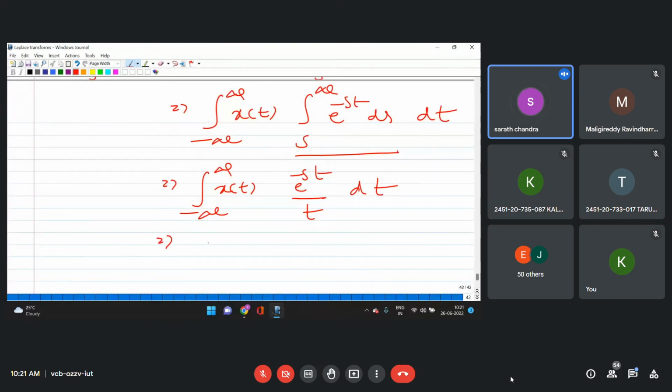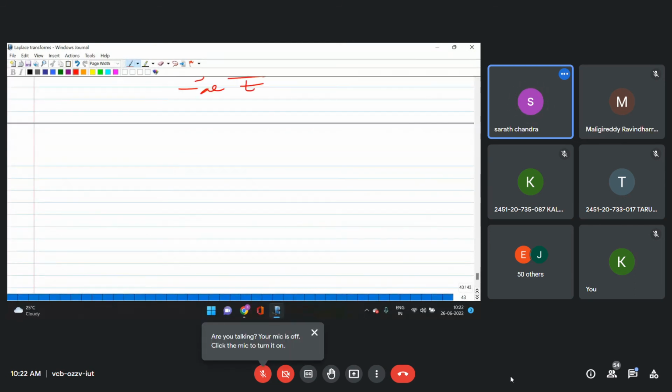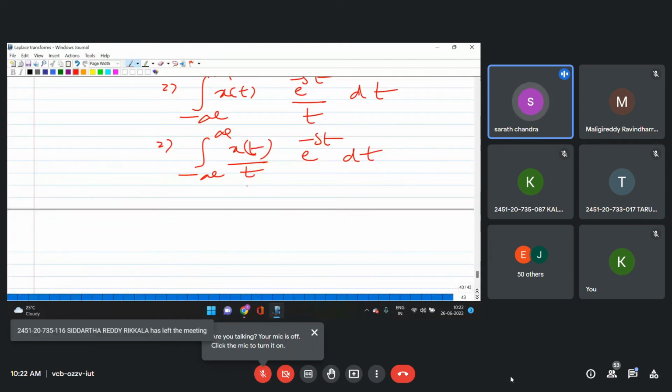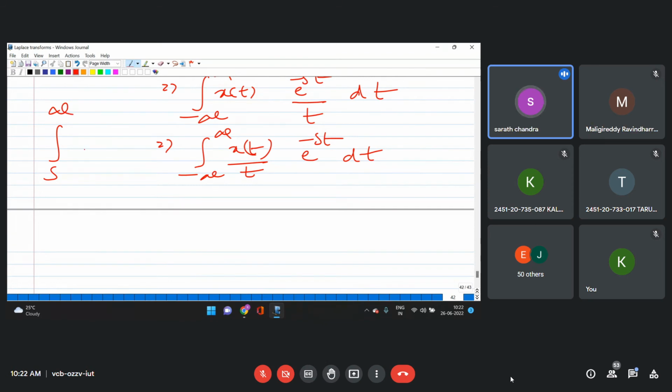If I take t here, from minus infinity to plus infinity, I'm taking t x of t by t, rewriting this as e power minus st dt. Even after substituting limits, this is what you end up getting. Don't confuse. Now if it is just x of t, what is on the left hand side? This will be integral from s to infinity x of s ds. This is already there.